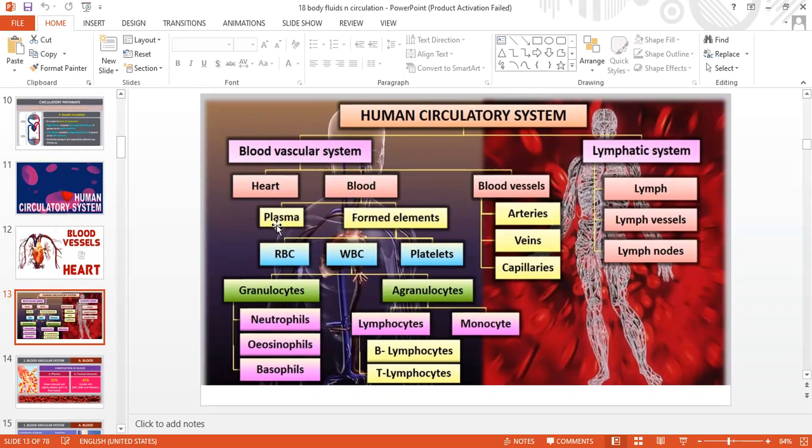Blood is divided into two parts: blood plasma and formed elements. Formed elements are of three types: RBC, WBC, and platelets. WBC are of two types: granulocyte and agranulocyte. Granulocytes are of three types: neutrophil, eosinophil, and basophil. Agranulocytes are of two types: lymphocyte and monocyte. Lymphocytes again are of two types: B lymphocyte and T lymphocyte. We'll be talking about it in detail in the coming slides. Blood vessels are of three types: artery, veins, and capillaries.